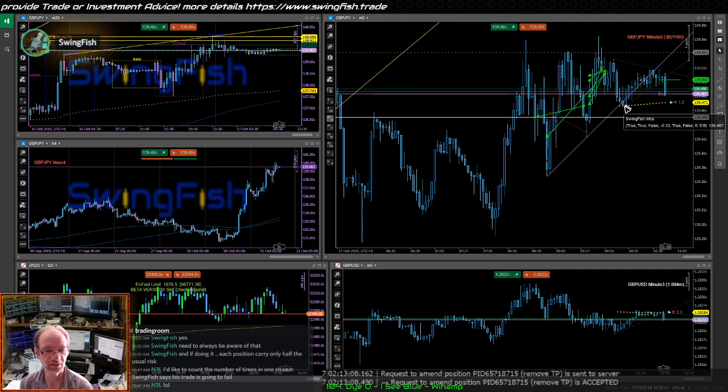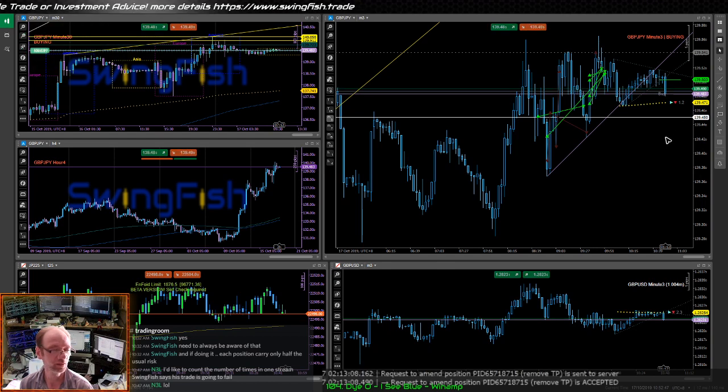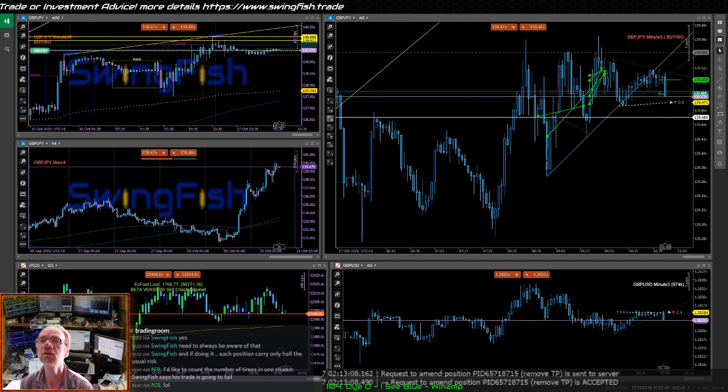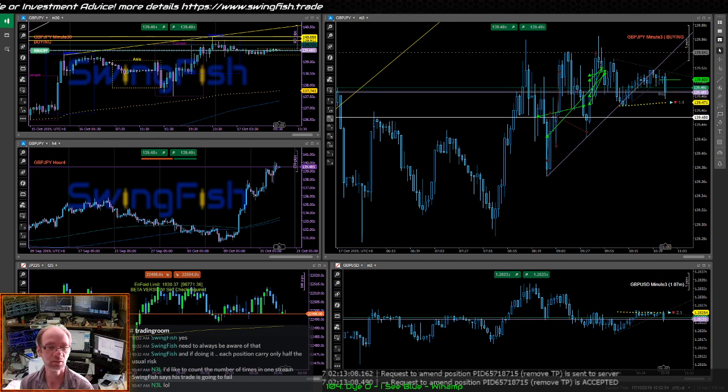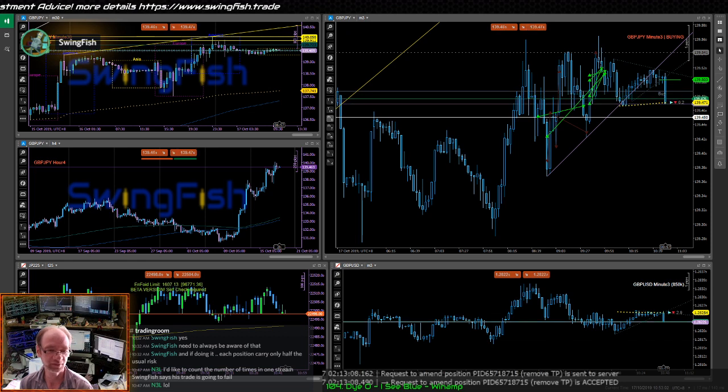Same with the pound yen, it's hanging around here forever and not going anywhere. This is a bad sign. Yeah, now cable is going down, so this will fail in 10 seconds.